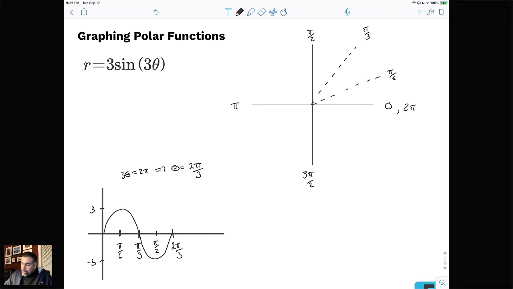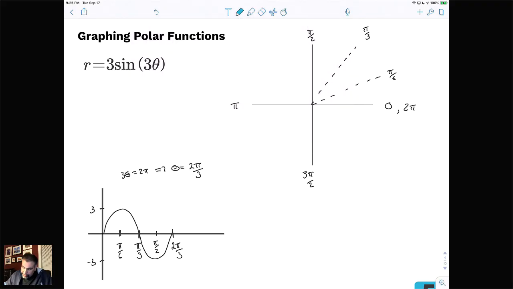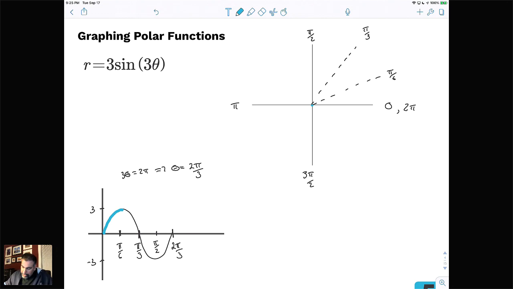Okay. So now what I'm going to do is break this into smaller sections. The first section I want to do is going to be the section of this graph that goes from 0 to pi over 6. So in that section, we start with the value of 0, which means we're going to start right at the origin. And by the time we get to pi over 6, by the time we rotate through here, my graph is going to have to go out to a value of 3.